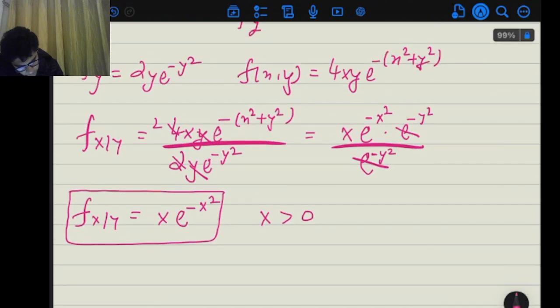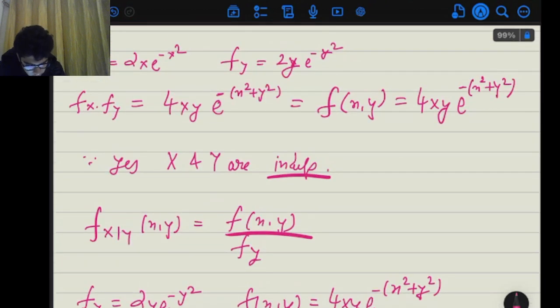I have 2 missing here, right? Yeah, 2 was also present here. So right, 2x e to the power minus x square. And x is greater than or equal to 0, though it doesn't matter in continuous distributions.